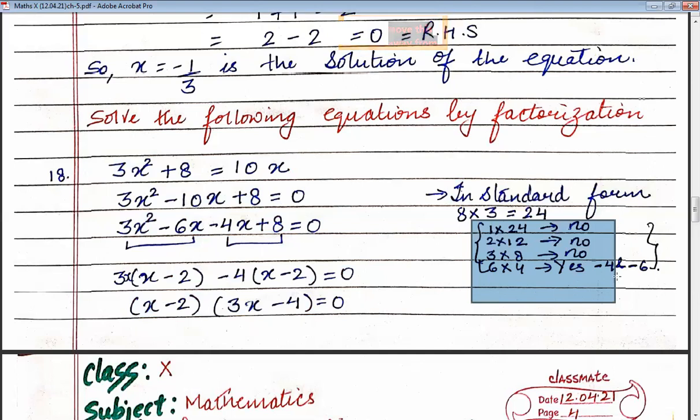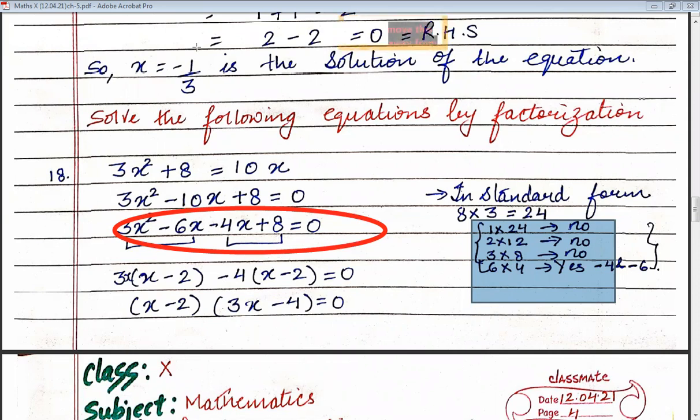If you multiply minus 4 and minus 6, you will get plus 24, and if you add them, minus 4 and minus 6, you will get minus 10. So this is the way you are going to split your middle term. You can write here minus 6x and minus 4x. After that your quadratic equation becomes 3x square minus 6x minus 4x plus 8 is equal to 0.